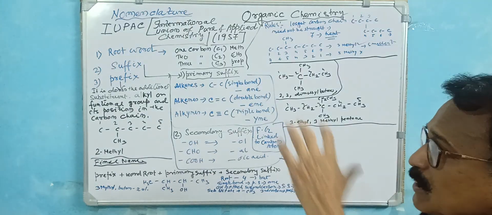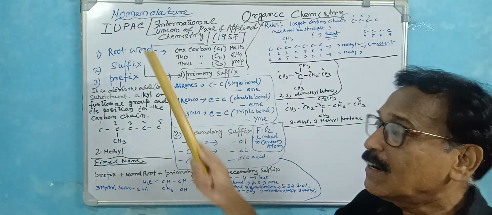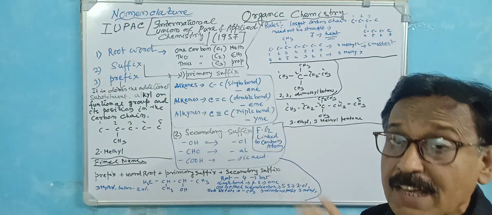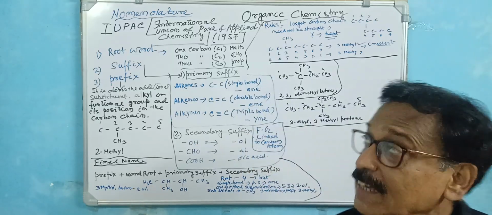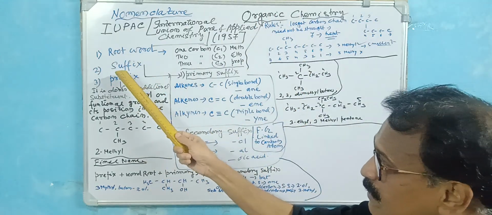Okay, so there are three basic things in the nomenclature: one is the word root, one is the suffix, and one is the prefix. It is very easy to understand, just follow clearly. Root, word root, suffix and prefix.